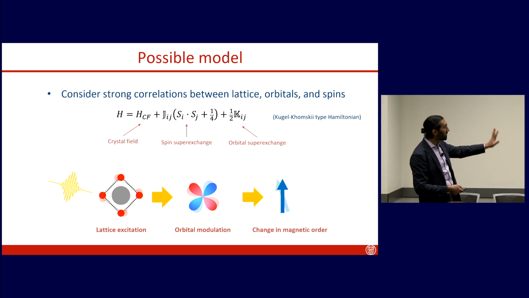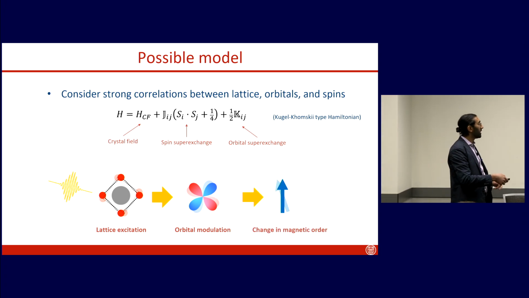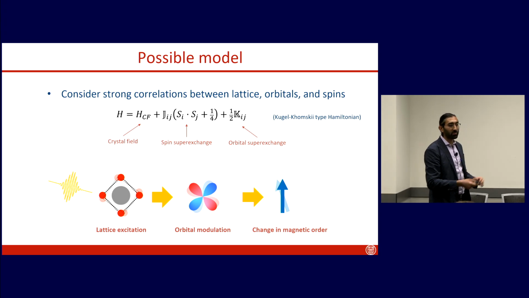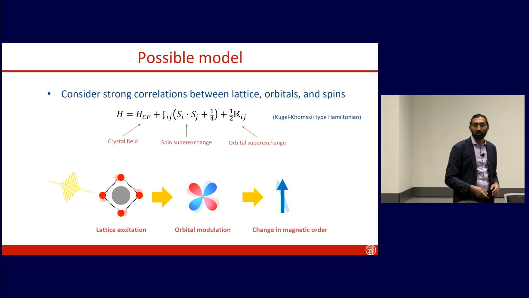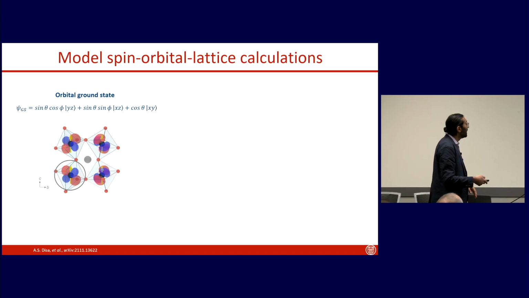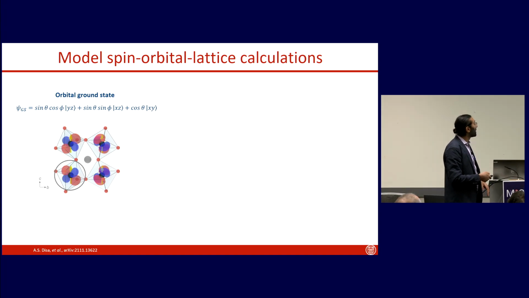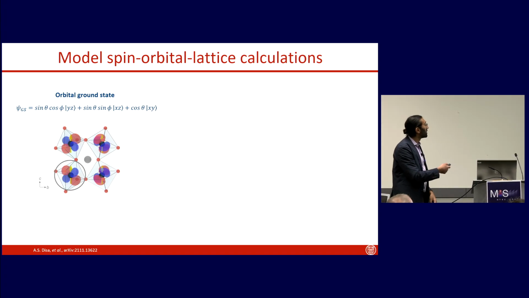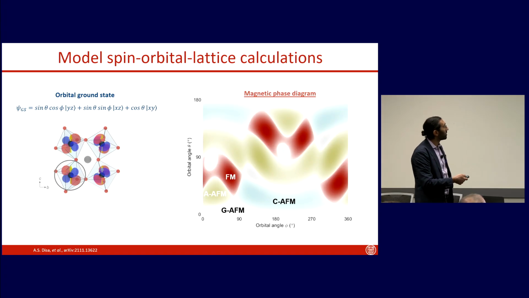And without going into the details at all, the picture is basically that, depending on the lattice excitation that we pump, we modulate the orbitals in such a way that the effective change in magnetic order is either enhancing or suppressing magnetism, right? It's just a very qualitative picture, but one way you can visualize what might be happening here is if you imagine the orbital ground state of yttrium titanate. We can parameterize this in terms of two orbital angles, which tell you something about which T2g orbital is the ground state.